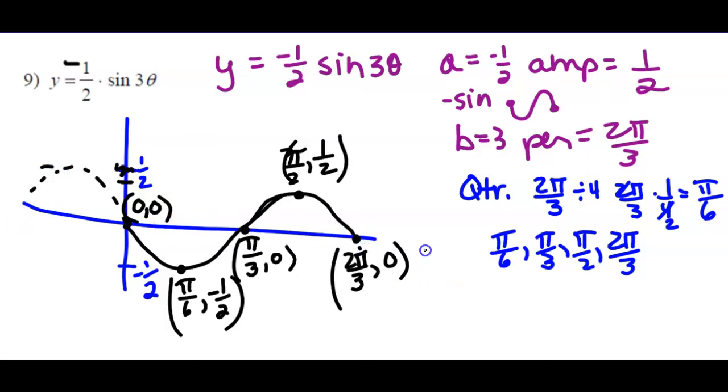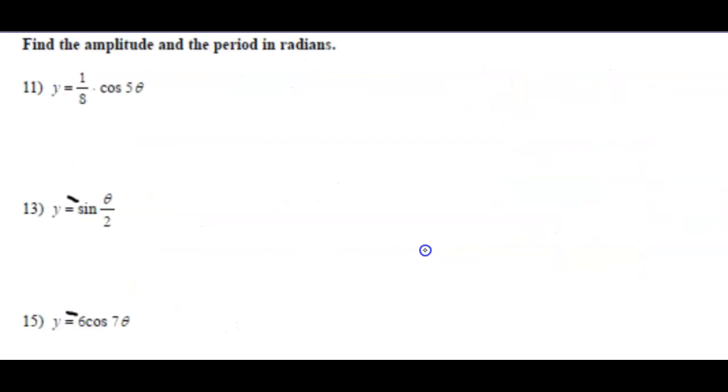Okay, it doesn't really end. The domain is all real numbers. It could keep going. I'm just only making you draw one cycle. All right, this only asks that you give the amplitude and the period. I might do quarter points just to help you practice a little.